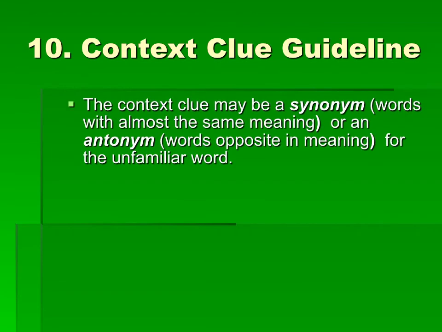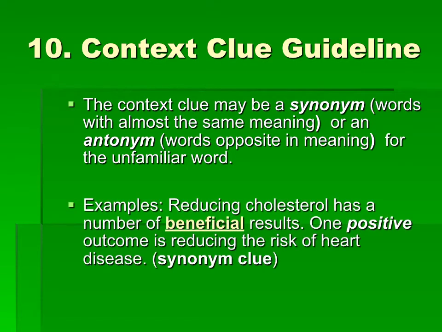Synonyms and antonyms are also ways to figure out word meanings. Remember, synonyms are words with almost the same meaning, and antonyms are words that mean the opposite. So if we take a look at this example, reducing cholesterol has a number of beneficial results. One positive outcome is reducing the risk of heart disease. That's a synonym clue. Beneficial means positive. Beneficial is something that's good for you.